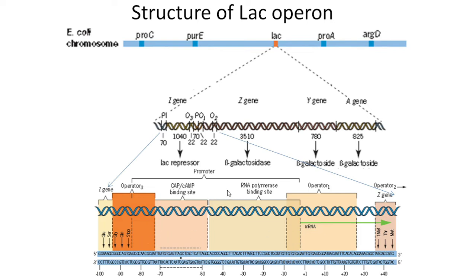The promoter region binds with the RNA polymerase and also a positive regulator called the CAP-cAMP complex. CAP is for catabolite activator protein and cAMP is cyclic adenosine monophosphate. When they bind here, then only RNA polymerase can bind at this position and transcription will start. The repressor will bind at O1. If the repressor binds here, then RNA polymerase will not be able to bind because some part of it is occupied, and it will block the binding of RNA polymerase.